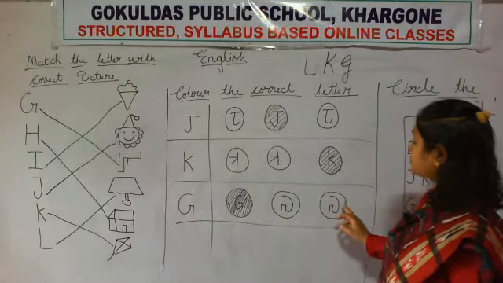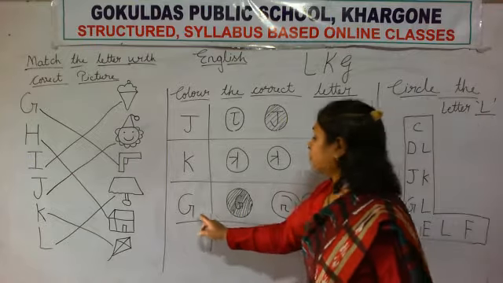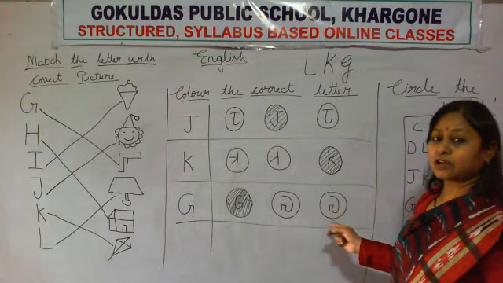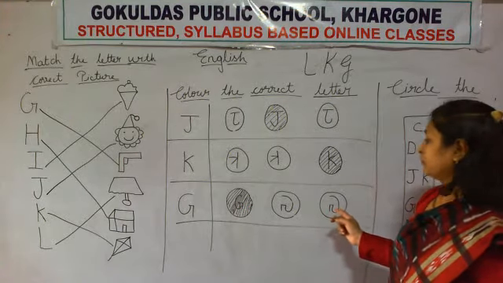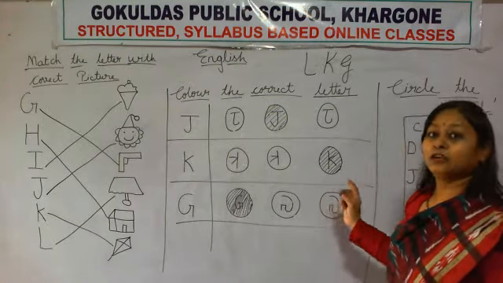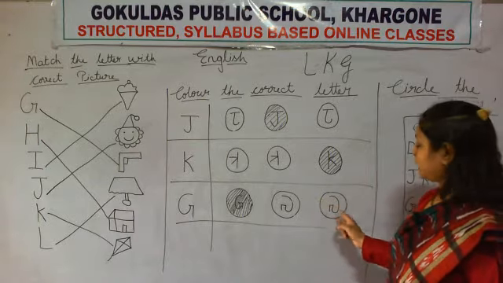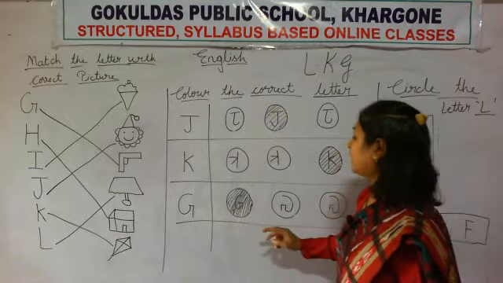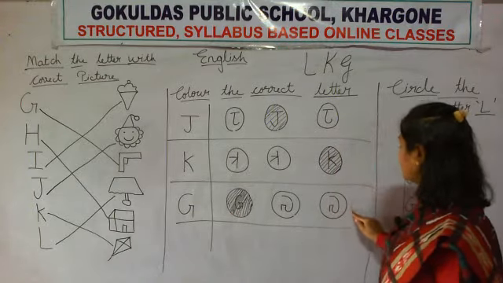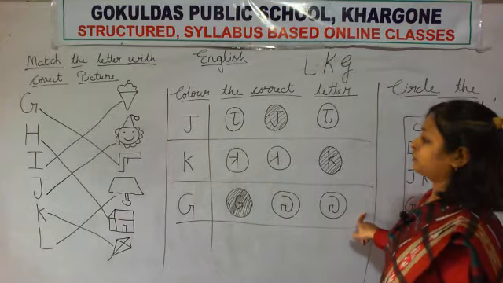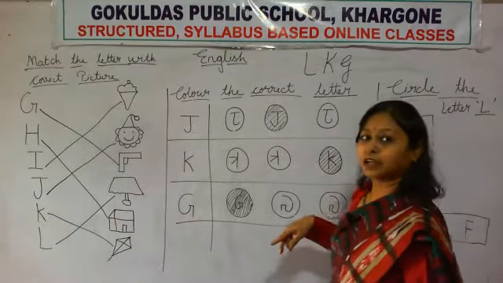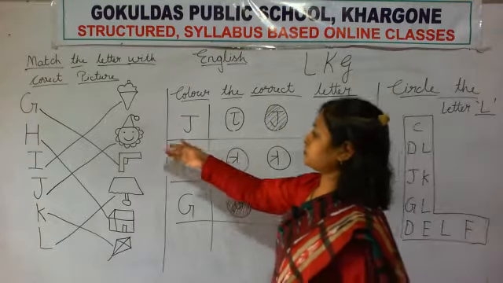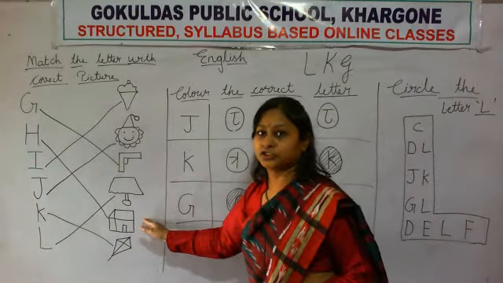Okay, look at next. Both are same. The formation of G is same? Yes or no? No. The formation of G is not same. Both are different. The formation of G is not correct. So we will not color it. Understand? Okay. Have you understood this? First we have to match the letter with the picture.